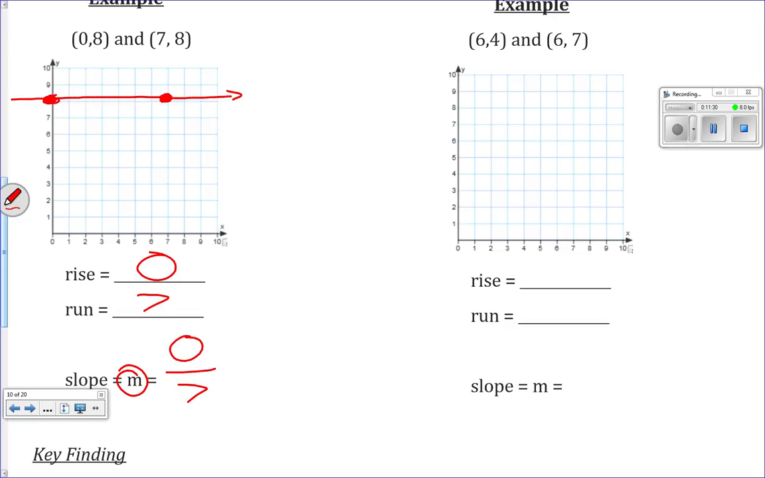Can I divide 0 by 7? If I have $0 to give 7 people, how much does each person get? They all get 0. So my slope is 0. The slope of a horizontal line is 0.